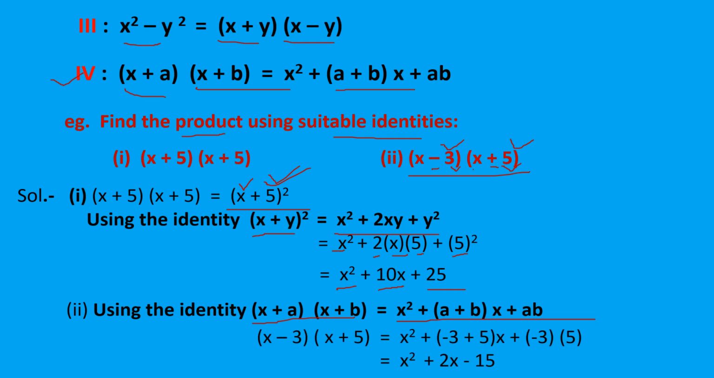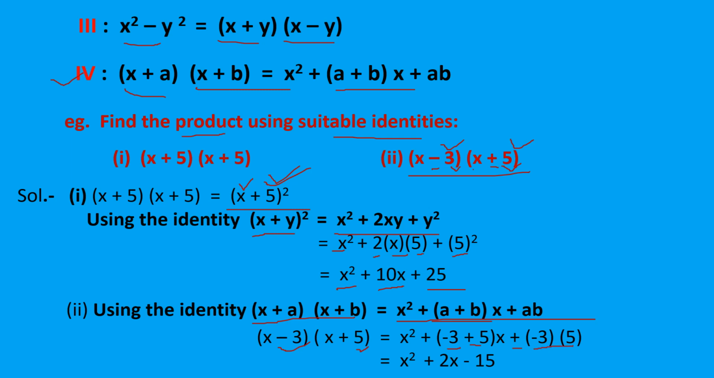Now (x - 3)(x + 5). We know the value of a is minus 3, right? Because here in the identity it is plus, but in our question it is minus 3. So we have to take a as minus 3 and the value of b as 5. Now we will put x square plus (a + b) into x, so a plus b means minus 3 plus 5, into x plus a into b. A is minus 3 and b is 5.